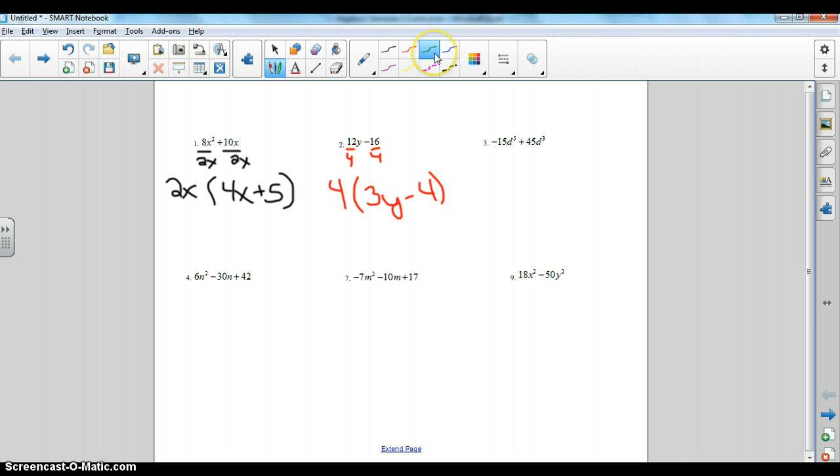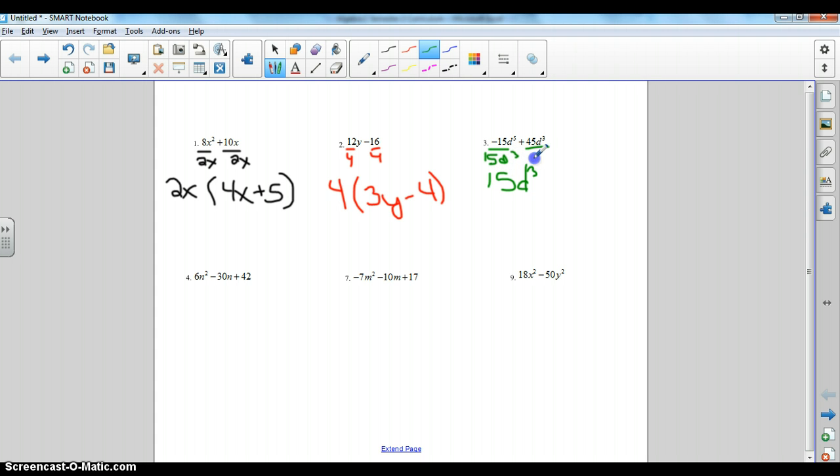Okay, now we're going to move on to the next one. The biggest number that I could take out of both of these, I believe, is 15, because 15 goes into 45, so I'm going to go with 15. And I have 5 D's here and 3 D's here. So I can only take away the smaller one, so I'm going to take away 3 D's. So I'm going to divide each piece by 15. I didn't leave a lot of room there.